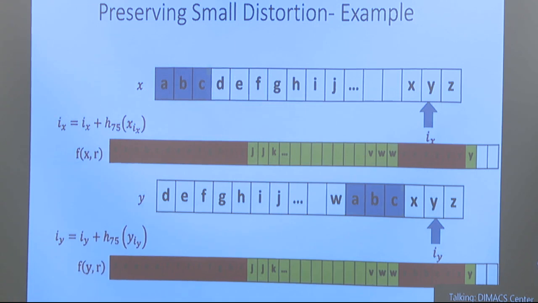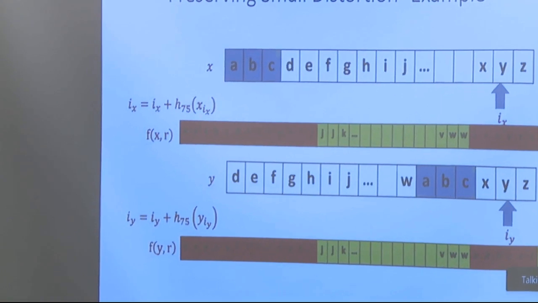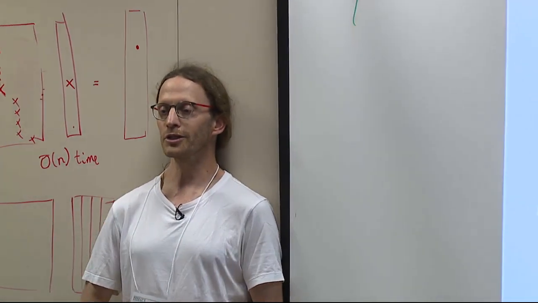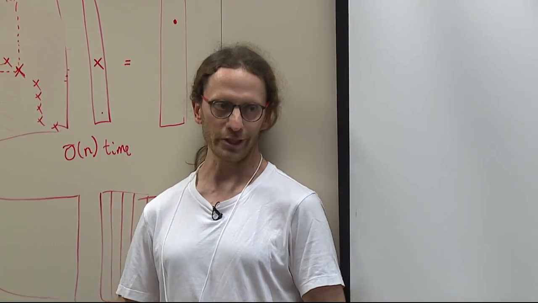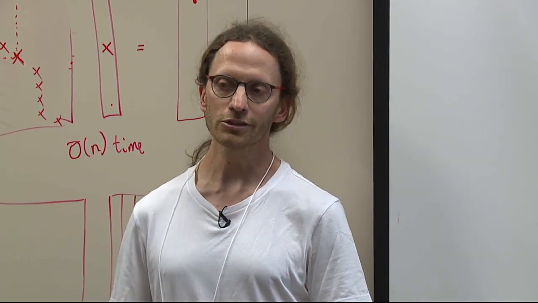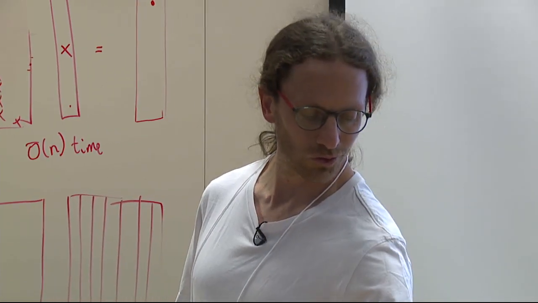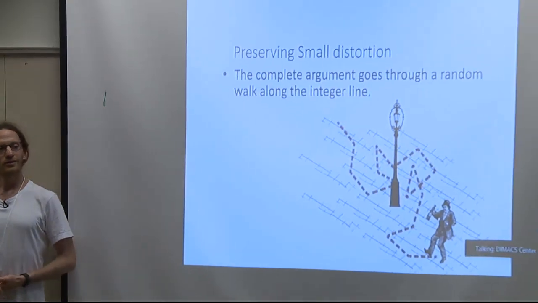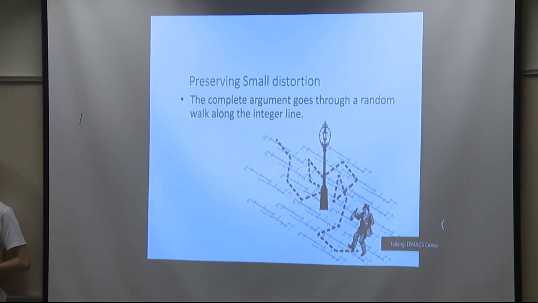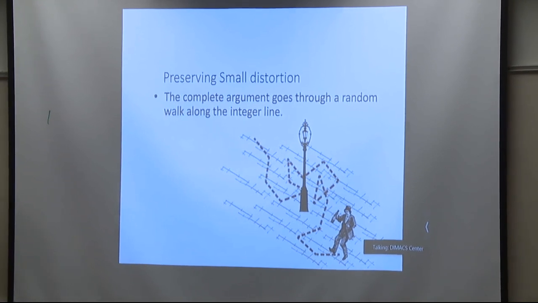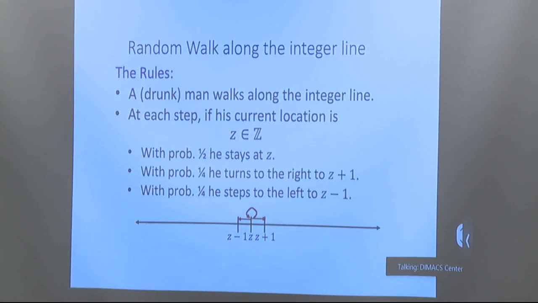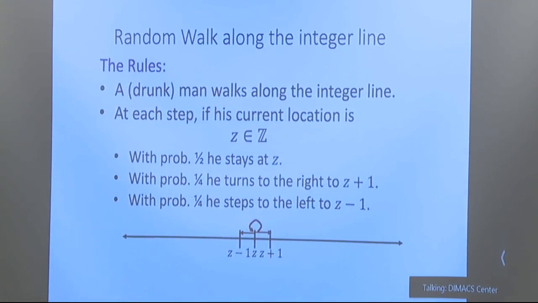So I guess now we have some intuition of why the edit distance between the original strings translates somehow into the Hamming distance between the embedded strings. Okay? So let me try to do it more carefully. And actually, what we use is a random walk argument. So let me first define what a random walk is.